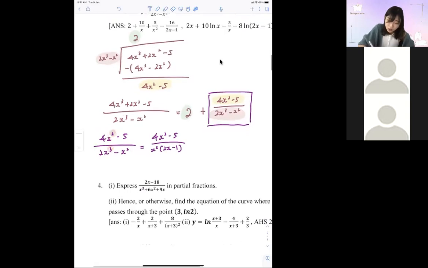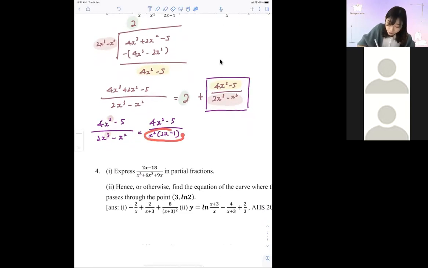The amount of brackets at the bottom is the number of fractions you will get when you do partial fraction. So x squared is your repeated root, which means two fractions, and one more fraction. So you have 3 in total: A over x plus B over x squared plus C over 2x minus 1. Okay, x squared is repeated and not quadratic.